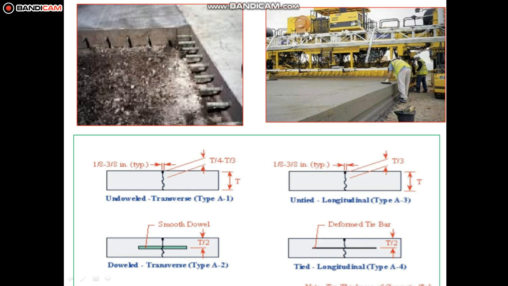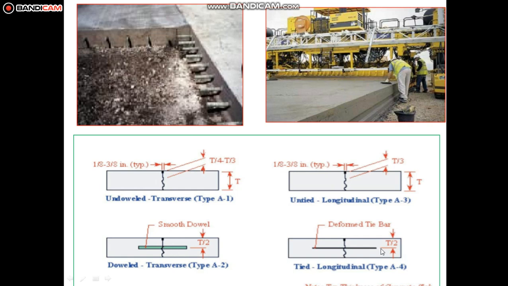So, this is the construction of rigid pavement. Here, we can see the undoweled transfer joints and tied longitudinal joints and dowel bars. Here is the presence of dowel bars and tie bars. Here are the tie bars. The tie bars connect in the lateral direction, and dowel bars work in the longitudinal direction.